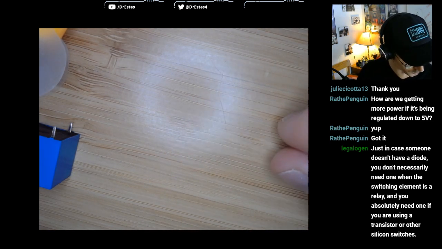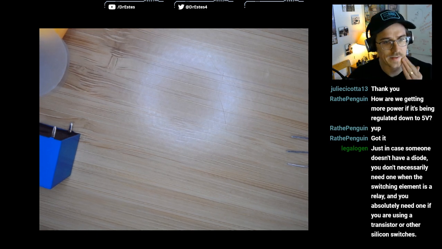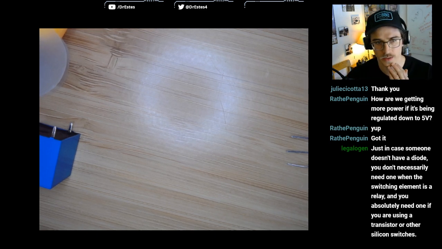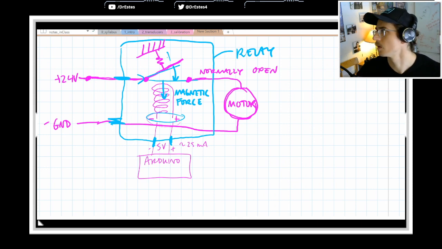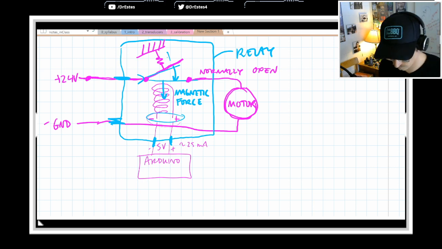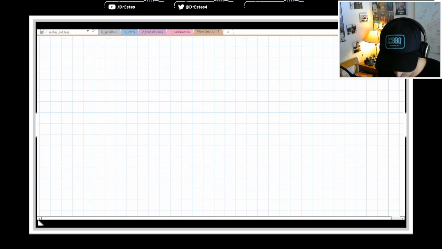Okay, so maybe we'll draw a little schematic like we did for the relay. All right, let's go back over here. Okay. So we're going to make a new drawing here.